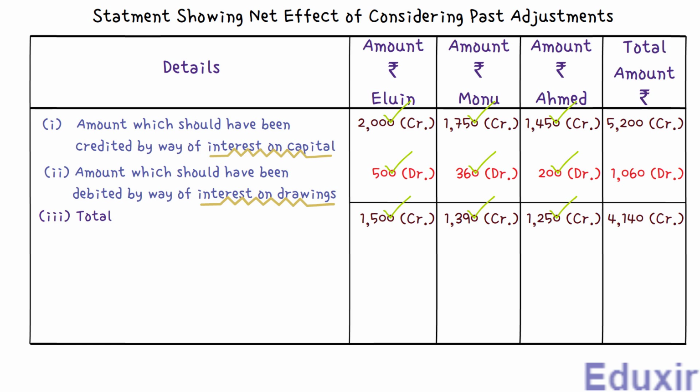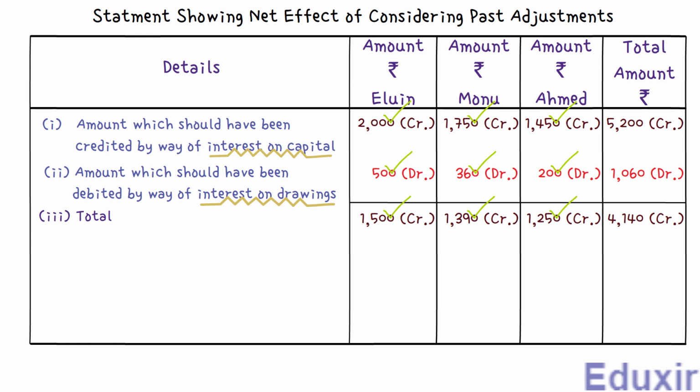To correct this, we should debit the partner's capital accounts. Now, you might have a question that why should we debit? See, there is an overcredit of the profit share amount in the partner's capital account. To reverse this effect, we should debit the partner's capital account.